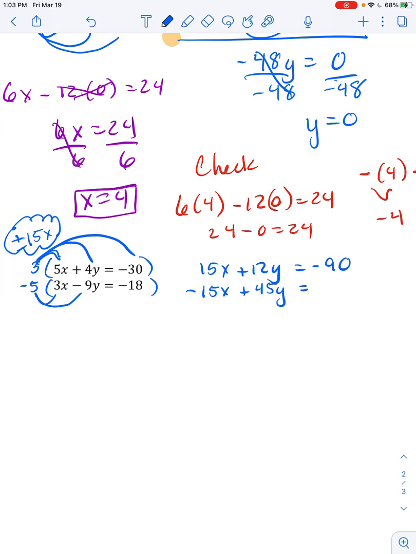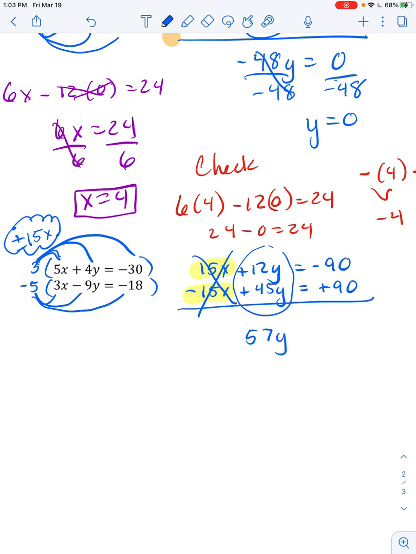And then your numbers are getting kind of big in this one, so obviously you can use a calculator. Negative times negative turns into positive 90. All right. Now I have that equal but opposite pair. I have a positive 15x and a negative 15x, so those cancel. This becomes 57y, and this becomes 0 again, which is totally fine. I divide by 57, and I get 0.